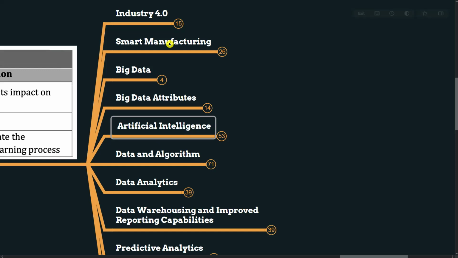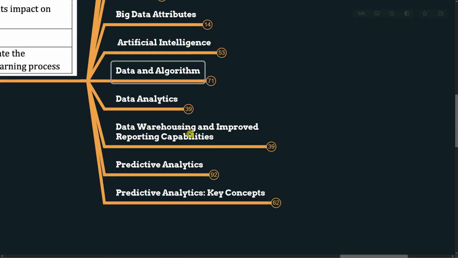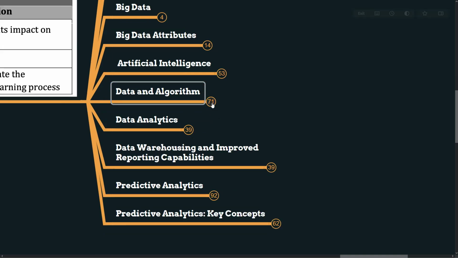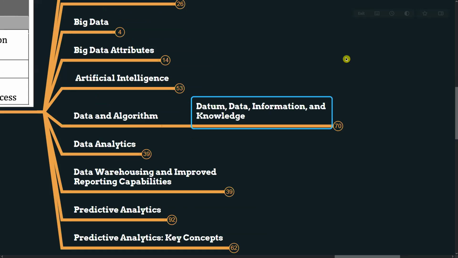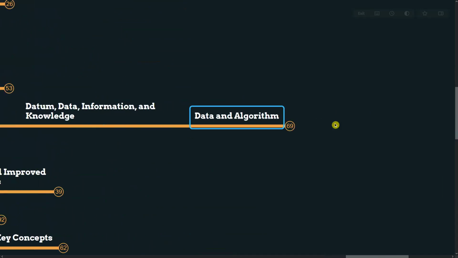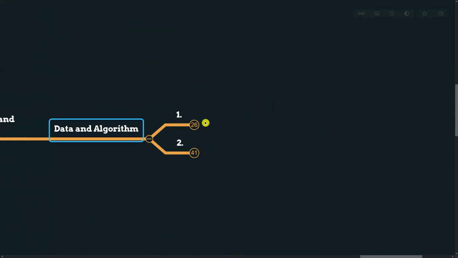So let's move to the next topic, data and algorithm. Right. So we are going to learn about datum, data, information, and knowledge. First we will learn about data and algorithm.